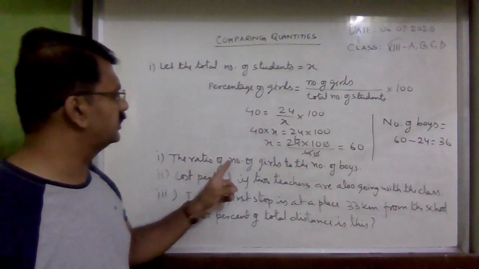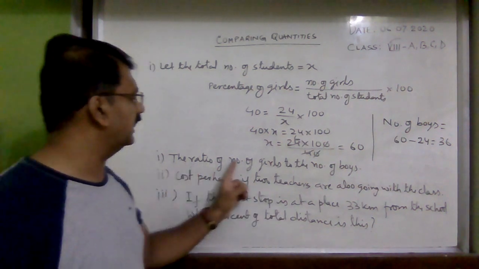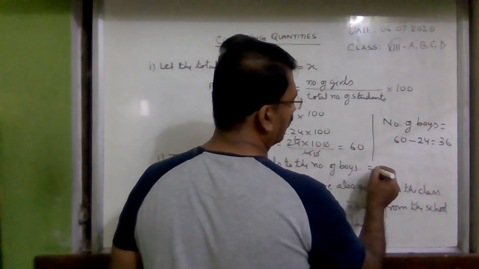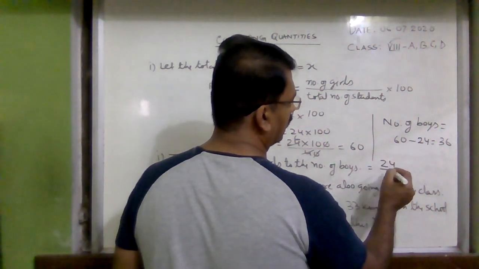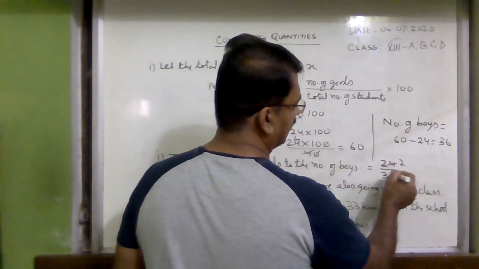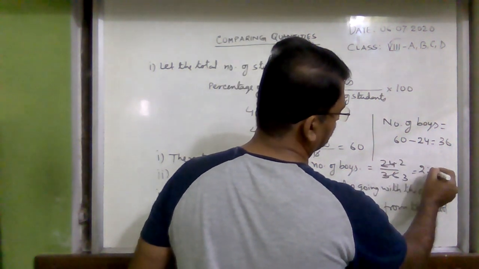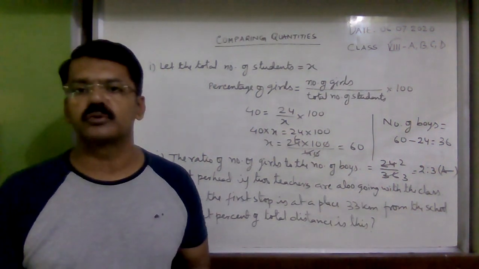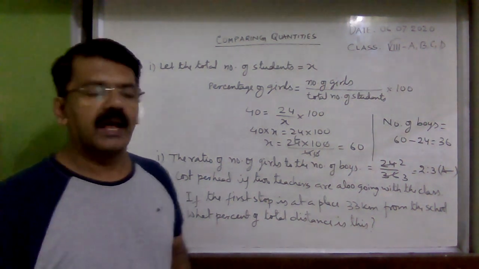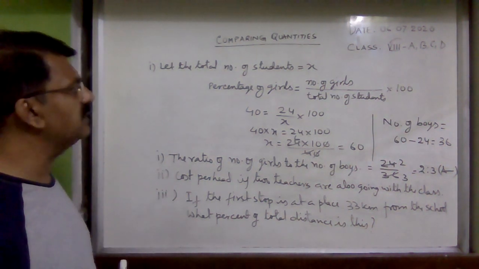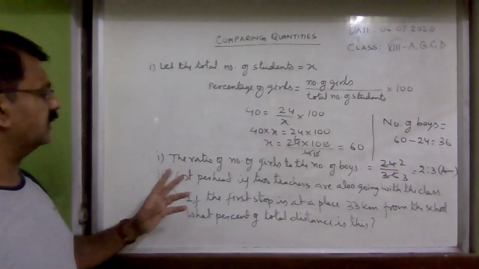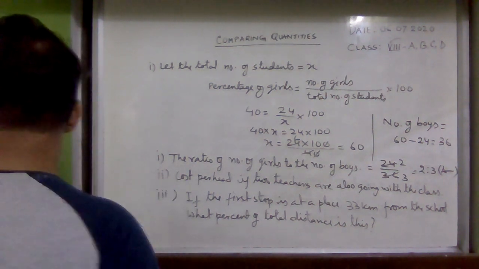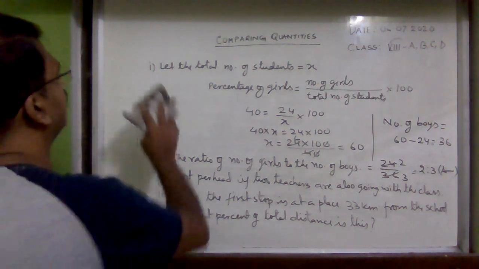Now see the ratio. In the first part they have asked the ratio of number of girls to the number of boys. So number of girls 24, number of boys 36. So you can see it is again 2:3. The answer is 2:3. Now, in the second part, you have to find the cost per head if two teachers are also going with the class. So first of all, we have to calculate the total expenditure.